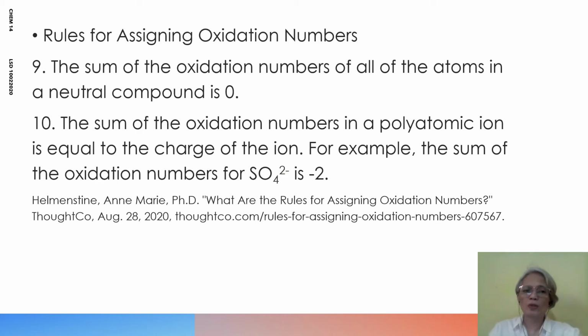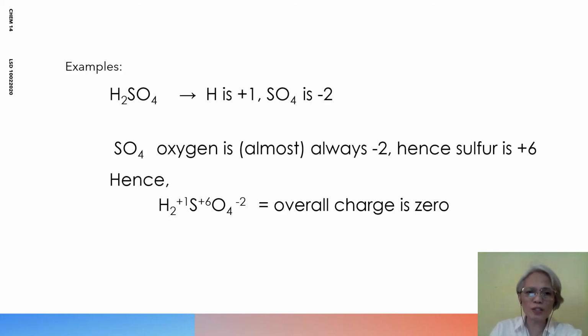So this is taken from the article of Dr. Helmenstein. Let us try to apply the rules. For example, we have hydrogen sulfate, which is a neutral compound, so we would expect the total charge to be 0. We would assign hydrogen first because it's more electropositive. So hydrogen is +1.